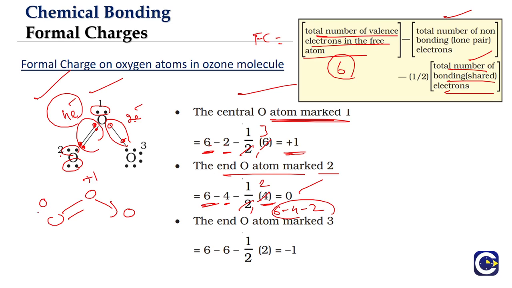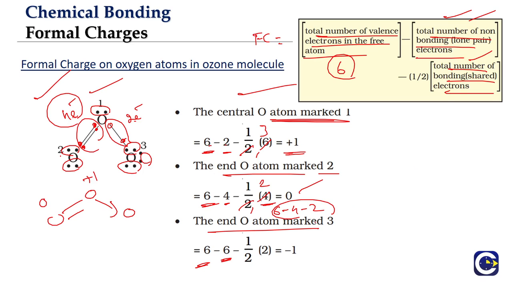So on the peripheral oxygen 2, the formal charge is 0. Now come to the oxygen 3. What is the oxygen 3 story? The number of valence electrons in the free state is 6 anyway. Minus the number of non-bonding electrons. All 6 electrons of this oxygen are not used for bonding, because it is engaged in a coordinate covalent bond, correct? So we have to subtract 6, the total number of non-bonding electrons.